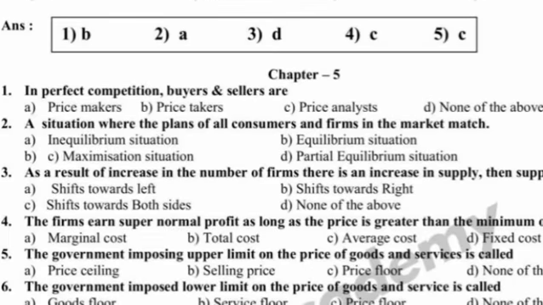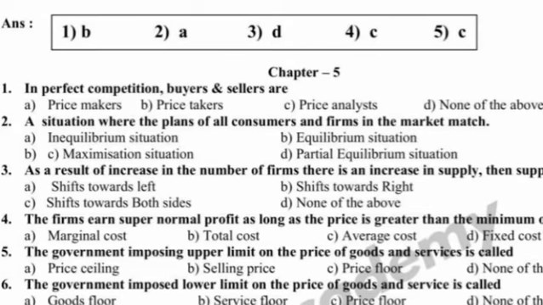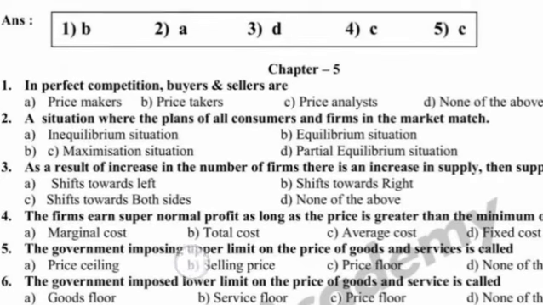Fifth chapter. In a perfect competition, buyers and sellers are option A, price makers; option B, price takers; option C, price analyst; option D, none of the above. So the correct answer is price taker, option B. I think they have given it wrong, but the correct option is B.